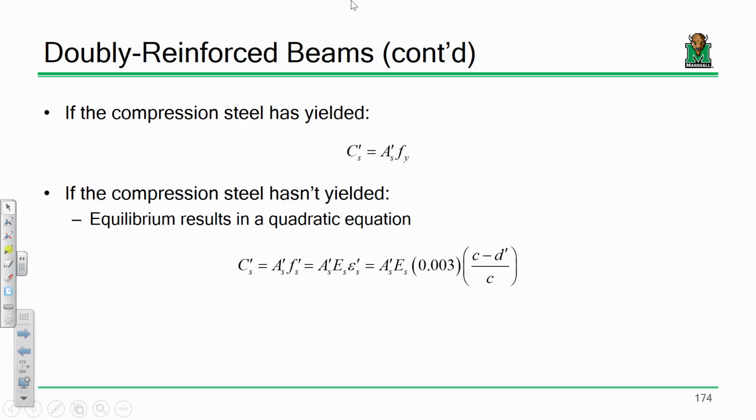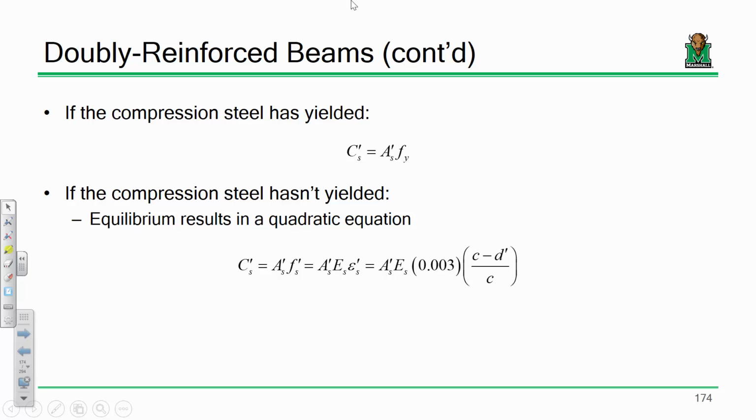But if it hasn't yielded, what happens is my compressive force is the area times the stress. And the stress is E times the strain. What's E? It'll be burned into the back of your head. E for steel is 29,000 KSI. It will be burned into the back of your head by the time you're out of here. So the area times the stress is E times the strain, and the strain is what we just derived.